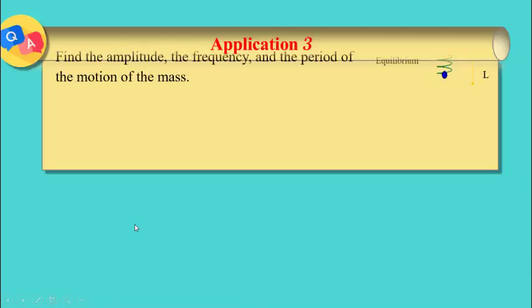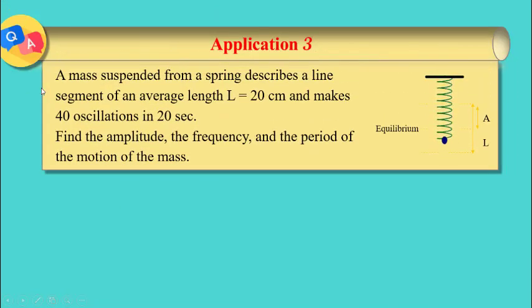Let's have another application. A mass suspended from a spring describes a line segment of an average length L equal to 20 centimeter and makes 40 oscillations in 20 seconds. You are asked to find the amplitude, the frequency, and the period of the motion of this mass. Also, you can pause the video and try to solve the application by yourself.